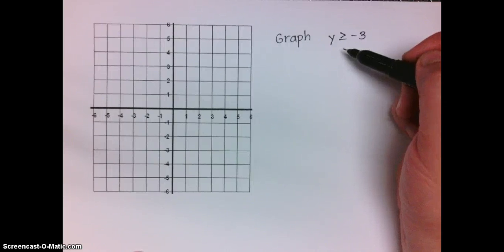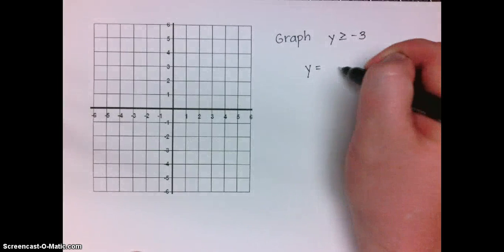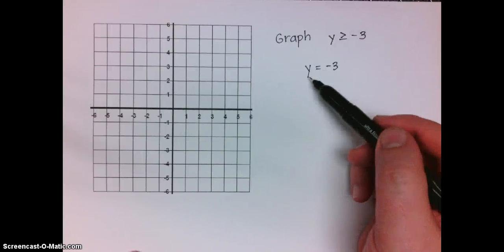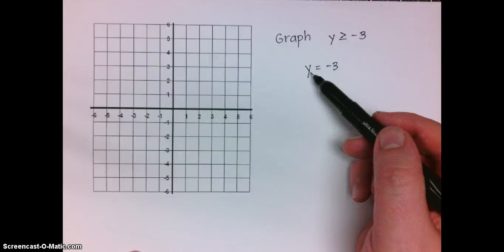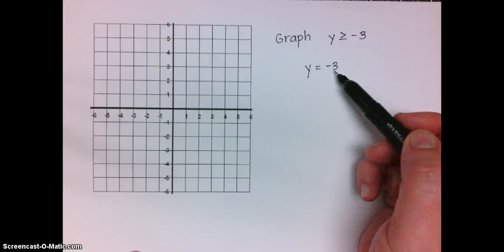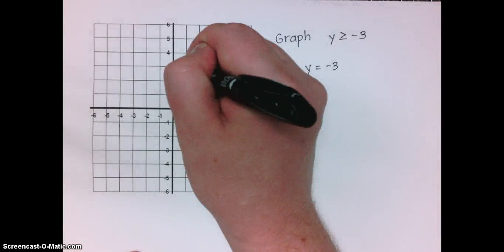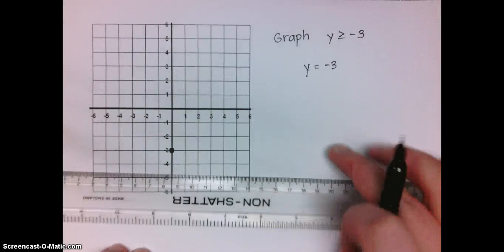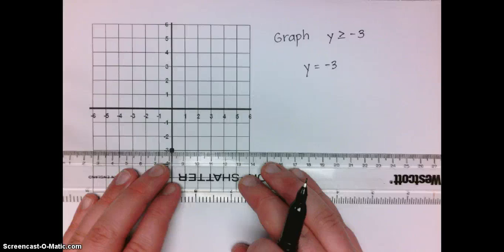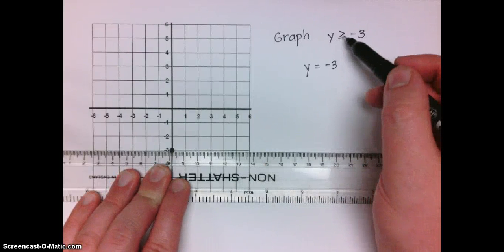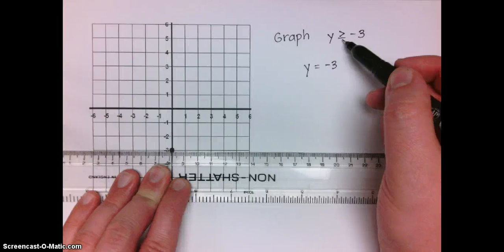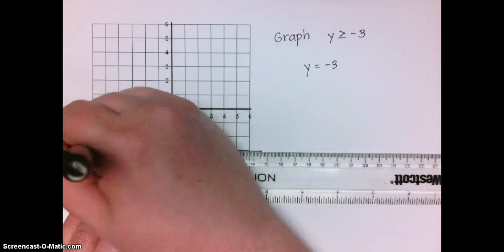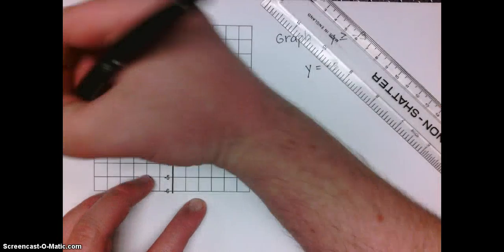So what I'm going to do is, just like if it were y is equal to -3, I'm going to graph this line. Now this is telling me that the height of my line is where y is equal to -3. So it's going to be right down here at -3, and I'm going to draw my line going horizontal. Okay, and it is going to be a solid line because it is greater than or equal to, so I'm going to draw my solid line at -3 on the y-axis, going all the way across horizontally.